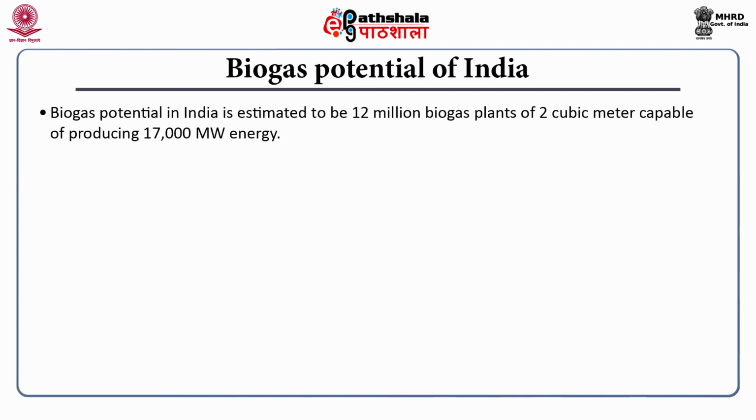If you see the biogas potential of India, it is estimated that 12 million biogas plants of 2 cubic meter capacity, which is capable of producing 17,000 megawatt energy, but the installed plants are only 4.75 million, and that is only 42.7% of the target value.